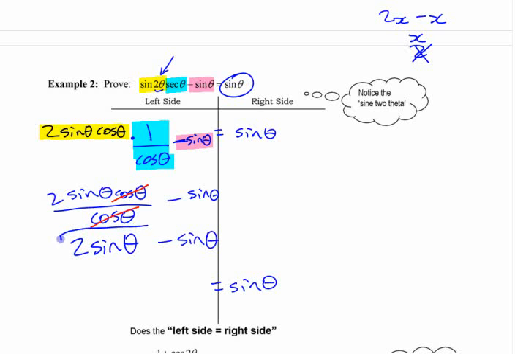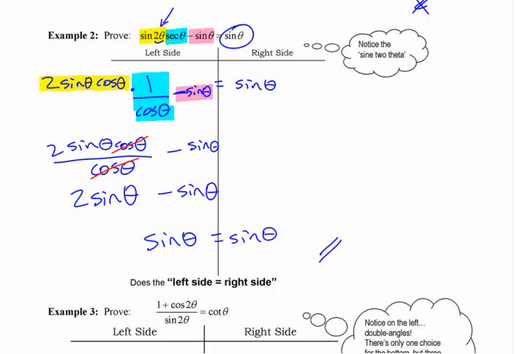So if you have 2 sine theta and you take away sine theta, you have, here's a big hint here too, that you're trying to make it look like that, right? 2 sine theta, take away sine theta, you just have 1 sine theta, right? Sine theta is like it has a 1 in front of it, don't forget. So you're done there with that.